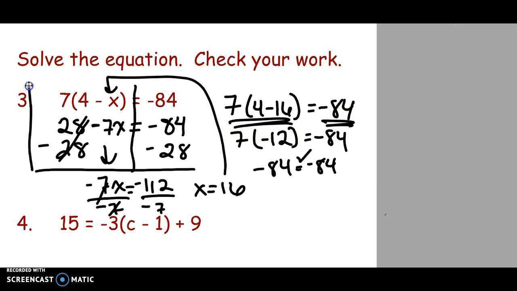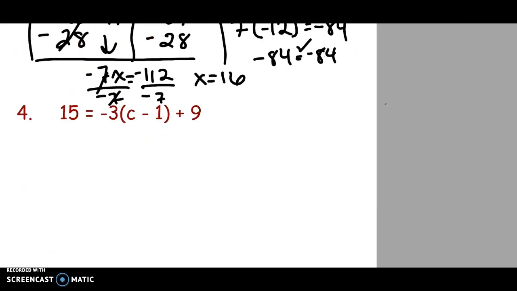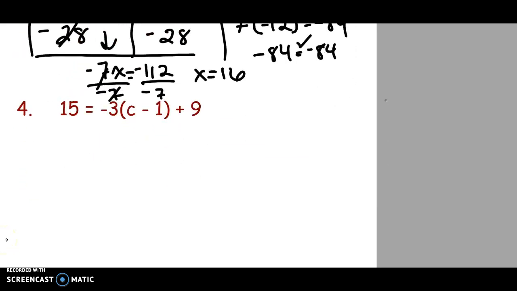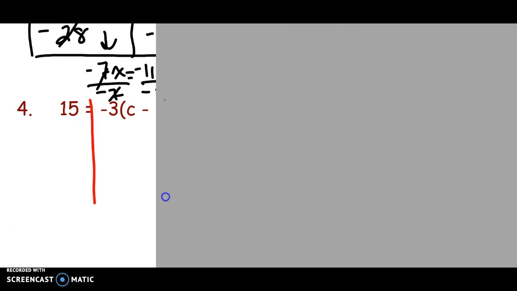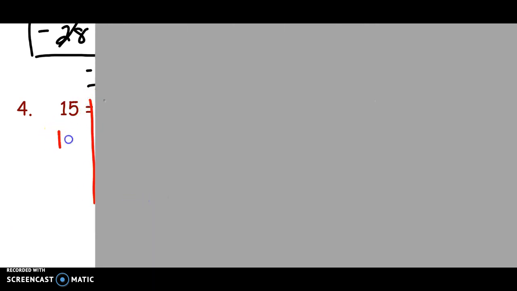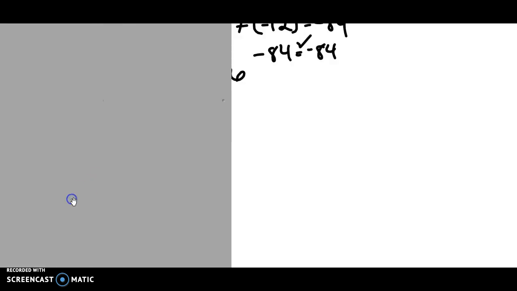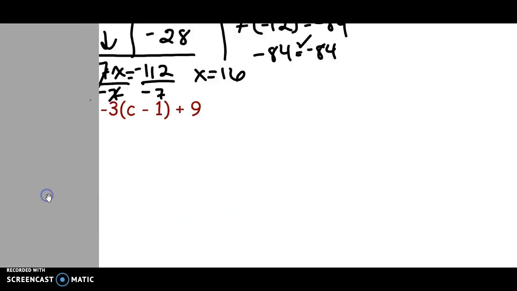Now the next one. Whoops. Let me see if I can pull it up here. Again, draw your line. Use your screen. Oops, I have 15 on this side. I can't simplify that side. So I'm going to look at the other side. I have negative 3 times c minus 1. So I'm going to take negative 3 times c is negative 3c. And negative 1 times negative 3 is positive 3, plus 9.